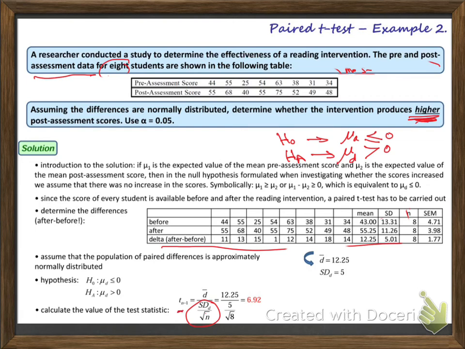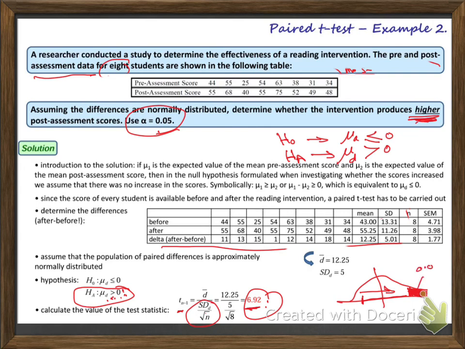Then we calculate here, and we find that T equals 6.92. Then from alpha equals 0.05, we go to the alternative because we are always dealing with the alternative. Mu is greater than 0. Greater than means that my rejection area will be on the right, in any point greater than this side. So the area will be 0.05. And what is the degree of freedom? 8 minus 1 equals 7.